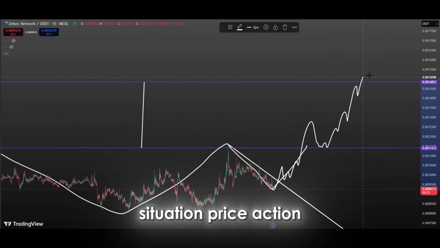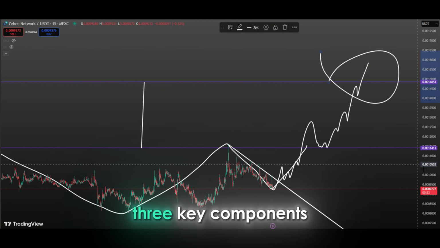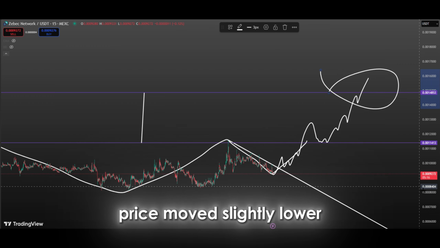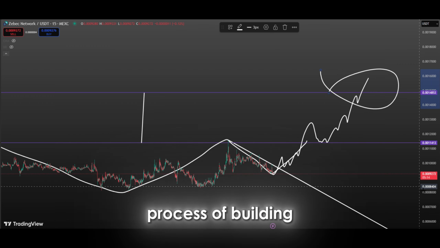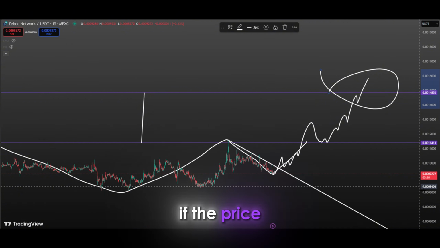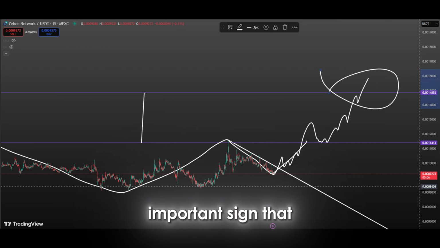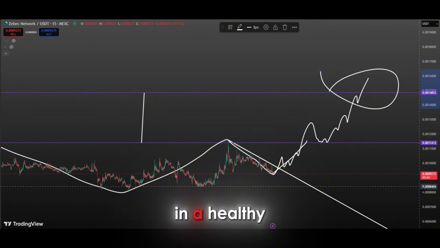In the current situation, price action has formed three key components of the pattern. First, a left shoulder formed, followed by the head as the price moved slightly lower. Currently, the price is in the process of building the right shoulder. During the formation of the right shoulder, if the price makes a less deep decline and holds at a certain support level, it is an important sign that the pattern is forming in a healthy way.